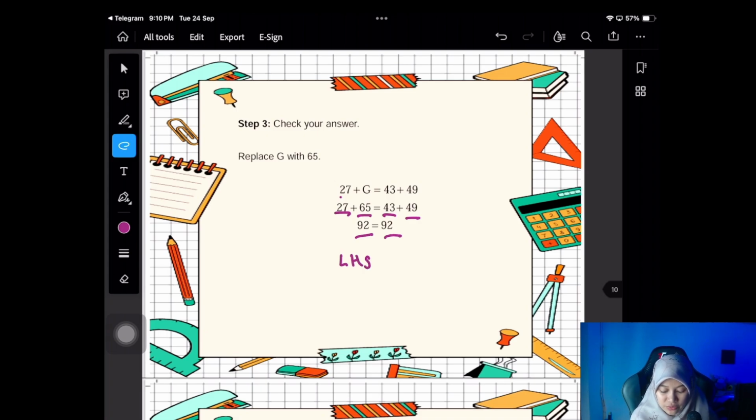Left hand side is equal to right hand side. Thus, our answer is correct.